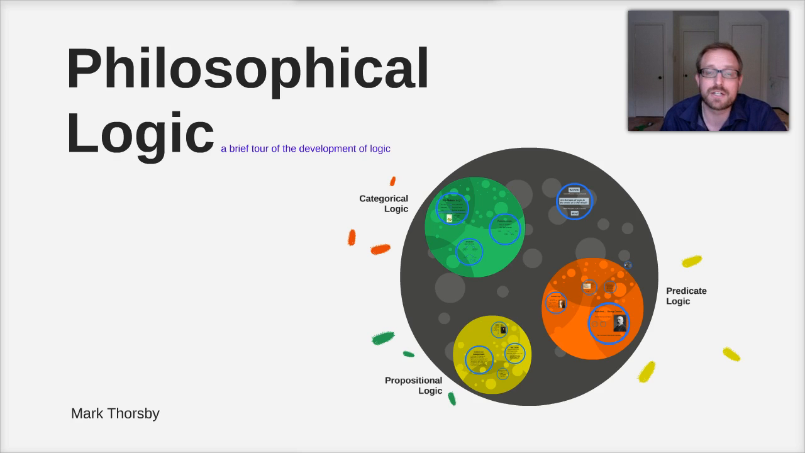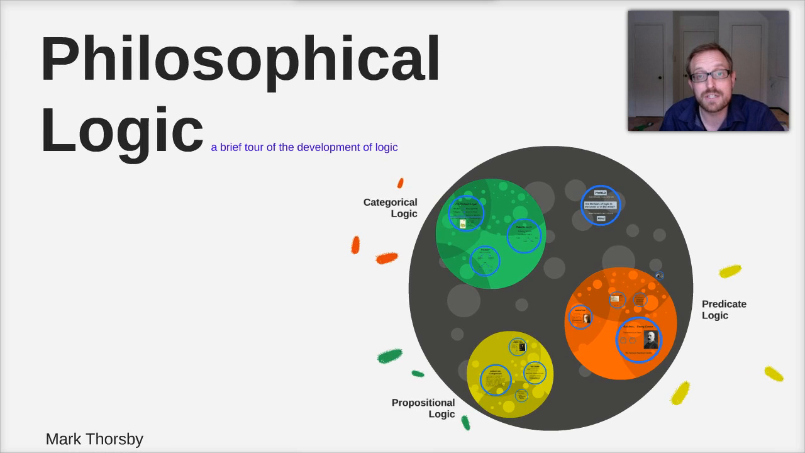So in this introduction to logic course that we've been doing here, we've looked at three different types of logical systems. We've looked at categorical logic, propositional logic, and predicate logic. And we've also looked at informal logic. These are the three formal systems of logic.